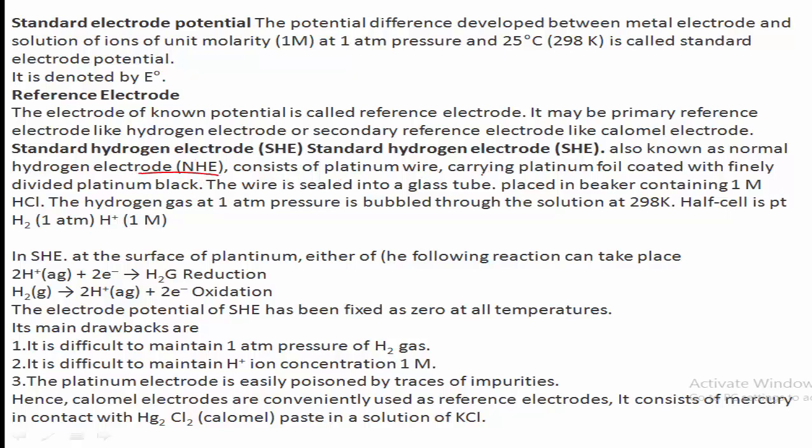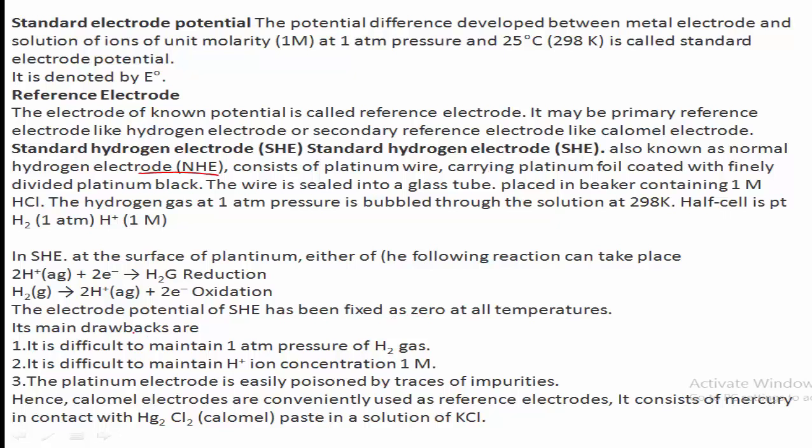It consists of a platinum wire carrying platinum foil coated with finely divided platinum black. The wire is sealed into a glass tube placed in a beaker containing 1 M HCl. Hydrogen gas at 1 atmosphere pressure is bubbled through the solution at 298 Kelvin. The half cell is platinum, hydrogen and H plus ion. And this is the reaction in a standard hydrogen electrode. At the surface of platinum, either reaction, reduction or oxidation, will take place. The electrode potential of SHE is fixed as zero at all temperatures. So here the electrode potential of the standard hydrogen electrode is zero.